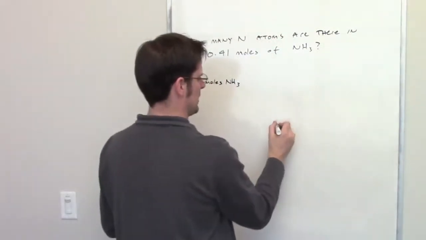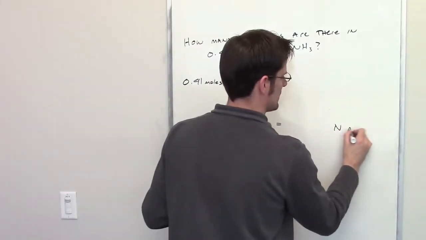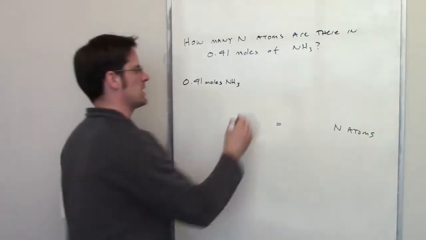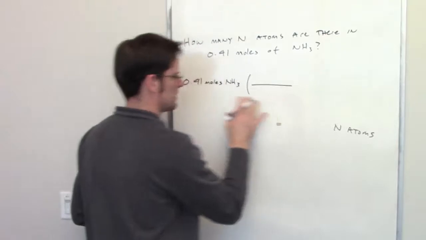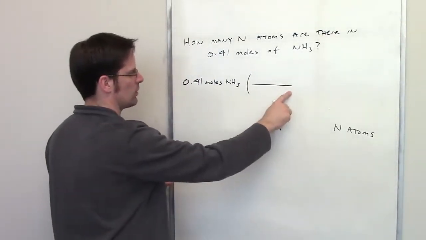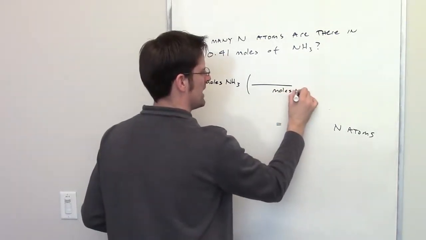I want to make sure I leave myself enough space, so I'm going to do some kind of manipulation until I eventually get to units of nitrogen atoms. So in typical fashion, we're going to do dimensional analysis by, of course, inserting a set of parentheses. The units for the denominator are, of course, going to be the same units as are up here, so I'm going to write down moles of NH3.